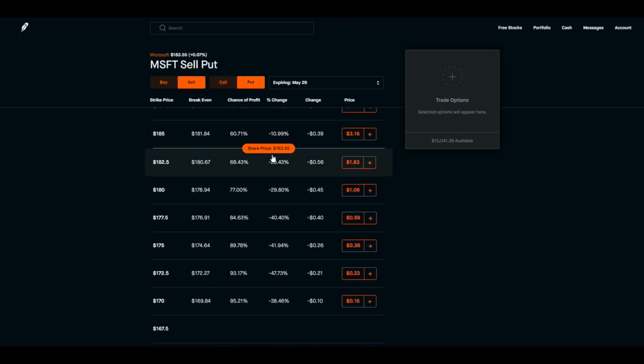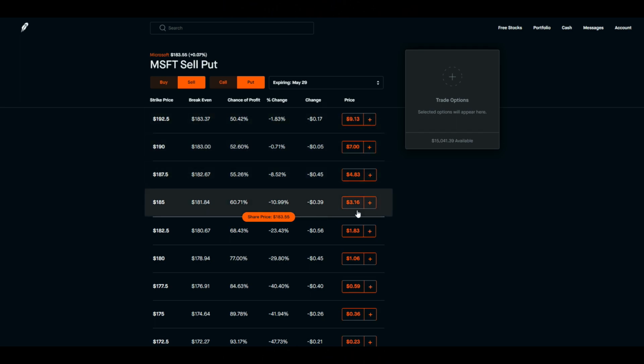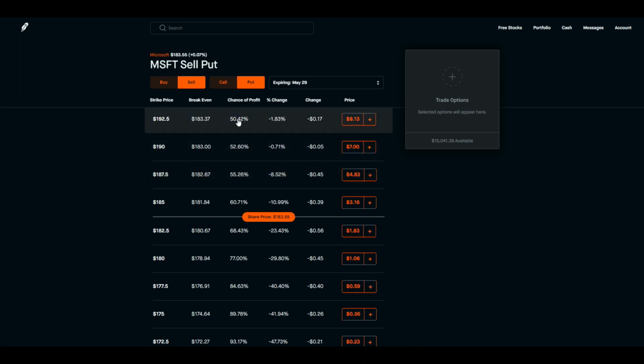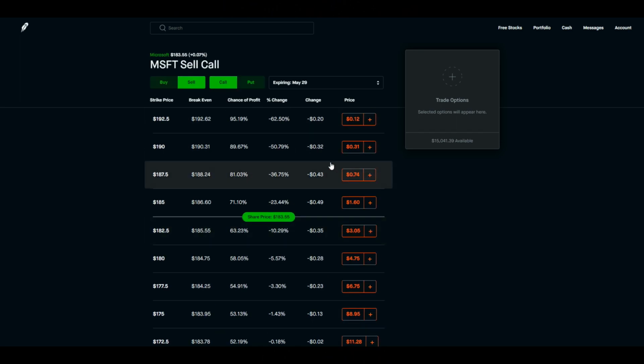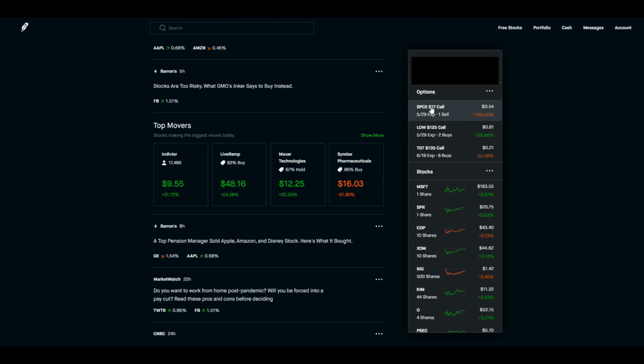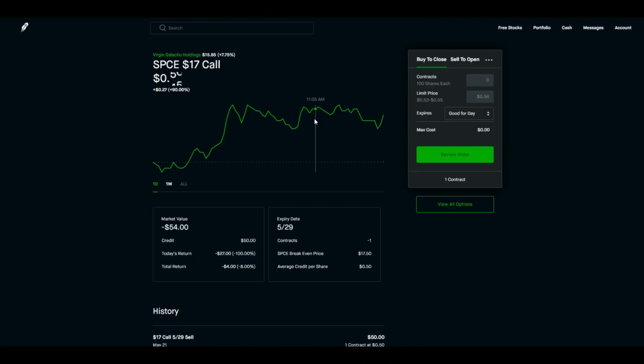Selling a put is a lot more difficult and it can be extremely risky and dangerous, and you could lose a ton of money. But selling a call can be extremely profitable. You're lowering your average cost of the stock that you own by just selling a call, and you get to collect more money. So pretty much this is what's been happening when I sold my SPCE.